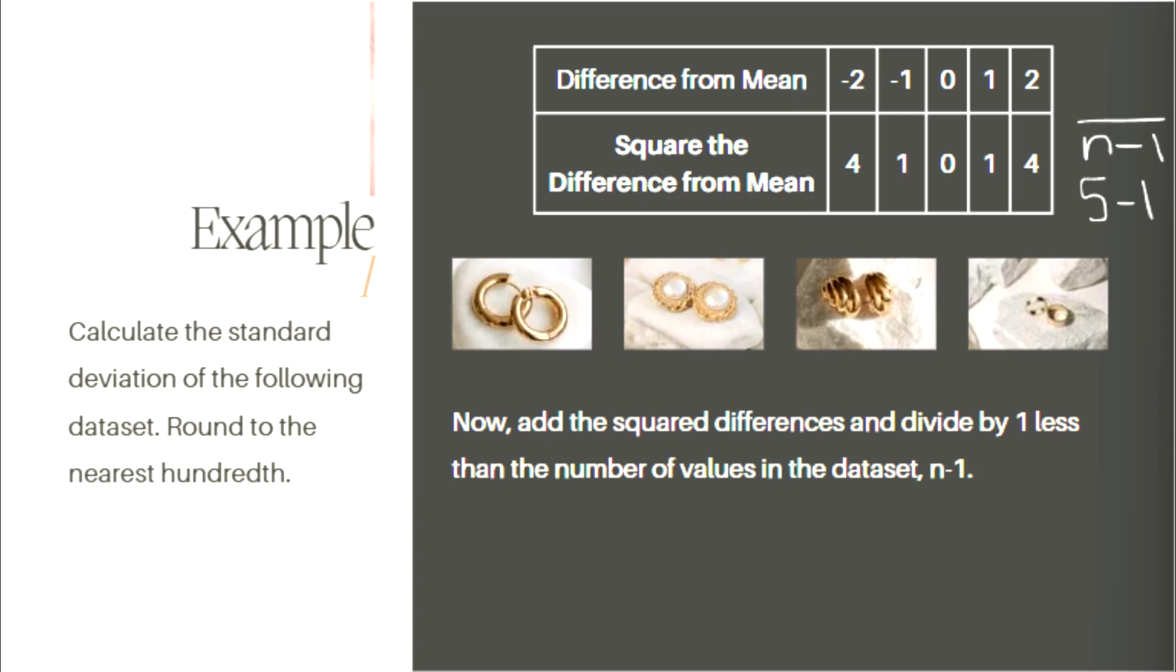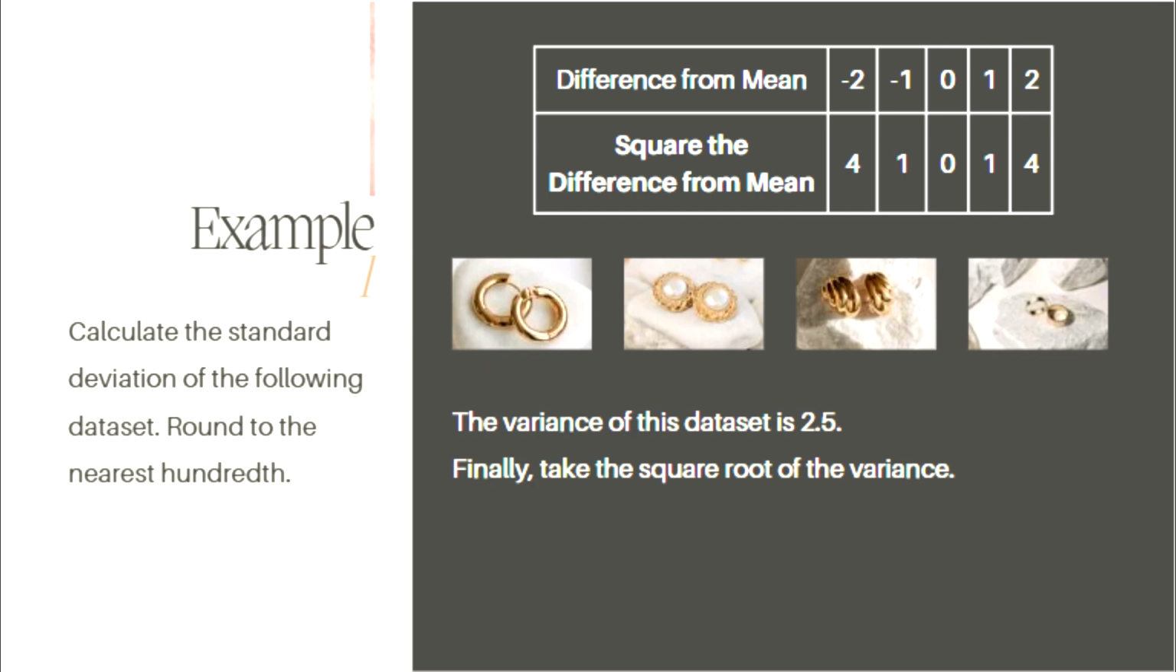So we're going to take the squared differences. So 4 plus 1 plus 0 plus 1 plus 4, which is 10, and we're going to divide that by 5 minus 1, so 4. 10 divided by 4 gives us 2.5. Okay, 2.5 is going to be our variance. The variance of this data set is 2.5. That tells us where most of the data points are going to fall. They're going to fall within 2.5 points of our mean, which was 3.